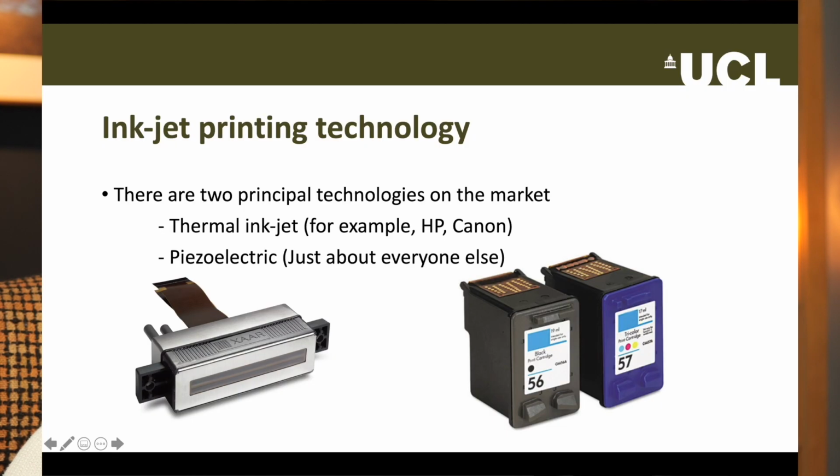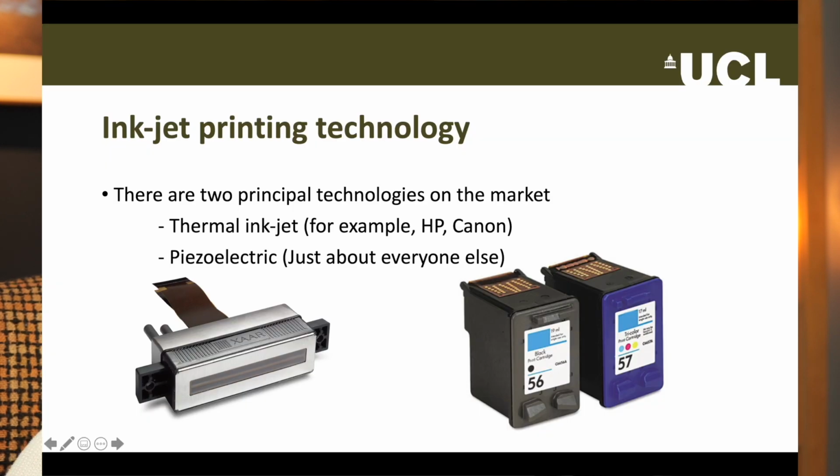If you buy a desktop inkjet printer, it will operate on one of 2 principles: thermal inkjetting or piezoelectric printing. Broadly speaking, if you buy a printer made by Hewlett-Packard or Canon, it will be a thermal inkjet printer, and if you buy one from anyone else, it will be a piezoelectric printer.